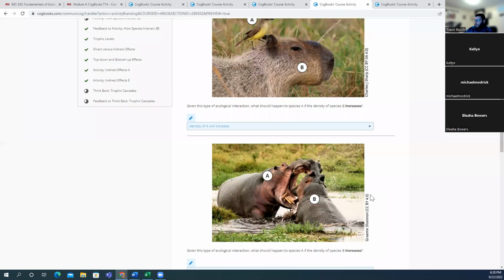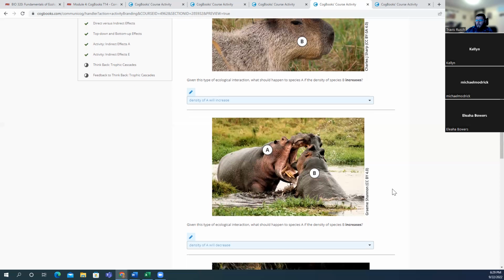So what's going on here? We have, it looks like two hippos fighting. What kind of relationship is this? Competition. So it says, what should happen to species A if the density of species B increases? Basically, this means what happens if there's more competitors around. Is competition a positive or a negative? A negative. Yeah, it would decrease.